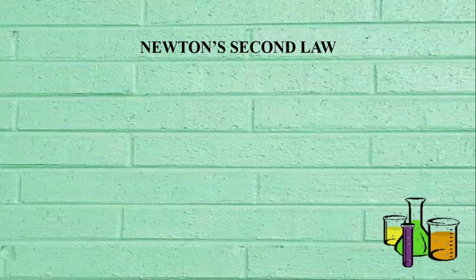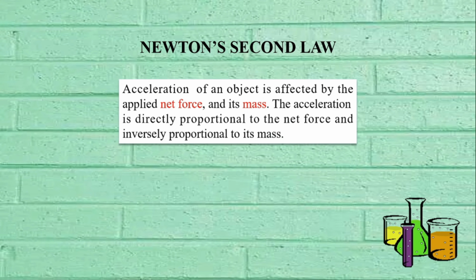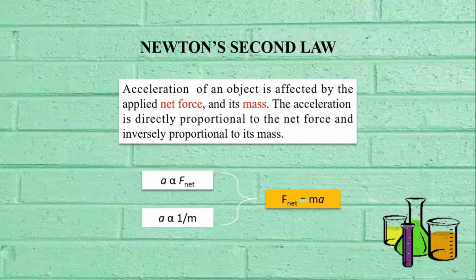Newton's second law, also known as inertia, can be defined as the acceleration of an object is affected by the applied net force and its mass. The acceleration is directly proportional to the net force and inversely proportional to its mass. So the first one shows the relationship between acceleration and net force, and the second one shows the relationship between acceleration and mass. By combining these two relationships, we will be able to get the equation of force equal to ma, where m is mass and a is acceleration.